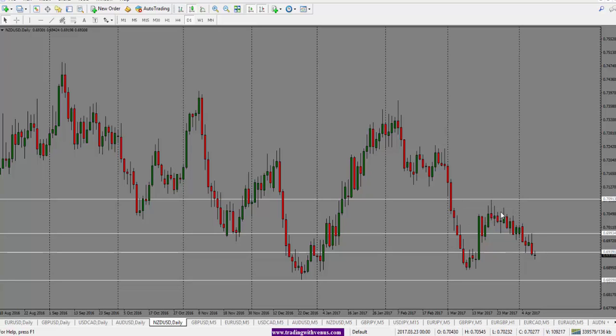So at this point we have seen a nice move to the downside, so just looking for price to come back and test this support area. So that's it for now.